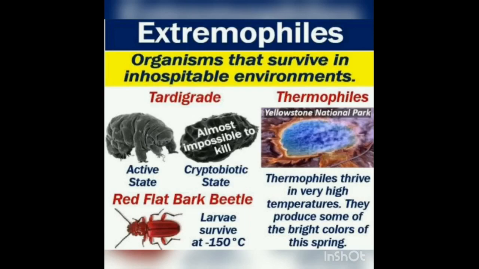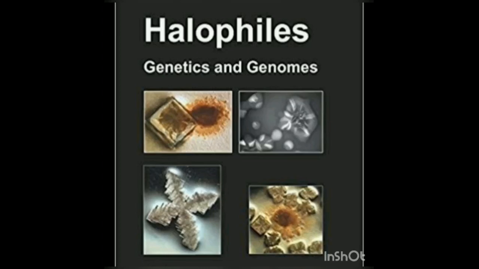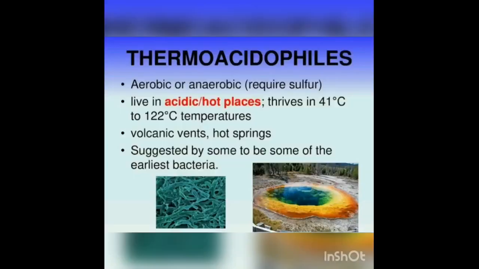So in domain archaea, they are single-celled organisms. They are extremophiles which are able to live in extreme conditions, and some can produce methane. They are called methanogens. Some can live in salty environments, called halophiles, and some can thrive in acidic as well as high temperature conditions. They are called thermoacidophiles.